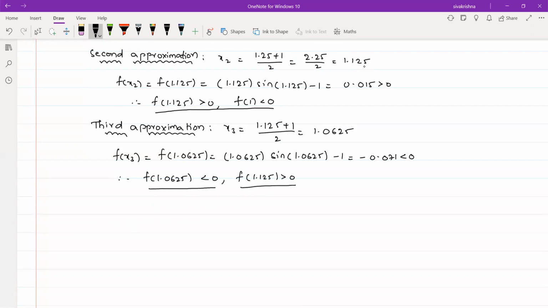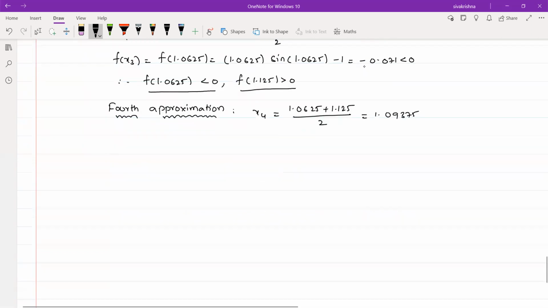Now we have two numbers of opposite signs, so I can calculate the next approximation, that is the fourth approximation, x4. x4 is the average of the two numbers having opposite signs. So x4 is equal to 1.0625 plus 1.125 by 2. On simplification, we get 1.09375. So this is the fourth approximation.